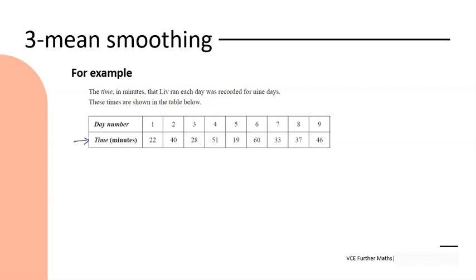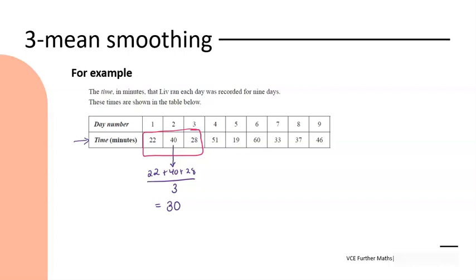If I begin with the first 3 values here, so again day 1, 2 and 3, concentrating on those numbers 22, 40 and 28, what I'm actually doing here is finding the average of those numbers, and it will line up with day 2. So 22, 40 and 28, and find the average, so divide by 3. And that gives me a value of 30 rounded to the nearest whole number.